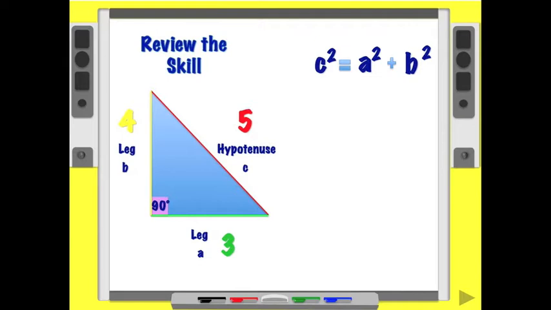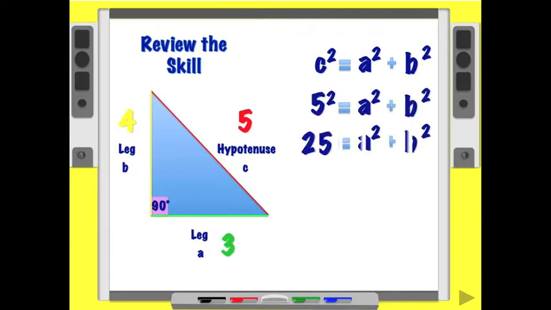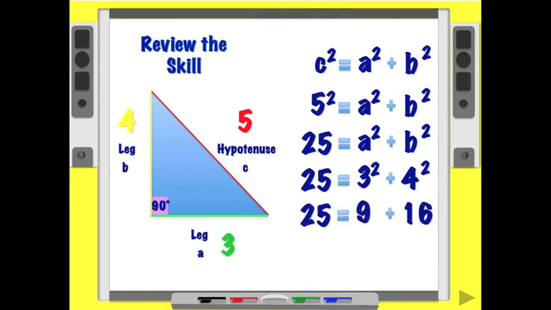We can plug in 5 for c, the hypotenuse. We know that 5 squared is 25. The leg a measures 3, and 3 squared is 9. And the leg b measures 4, and 4 squared is 16. Now let's add 9 and 16. The sum of the legs is 25. We just proved the Pythagorean Theorem.